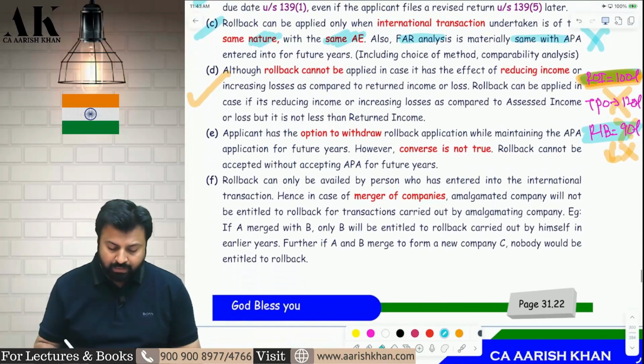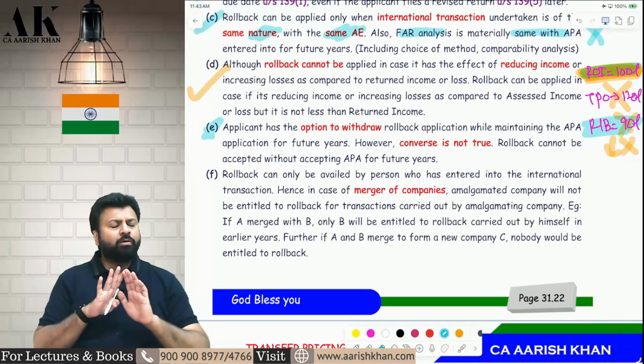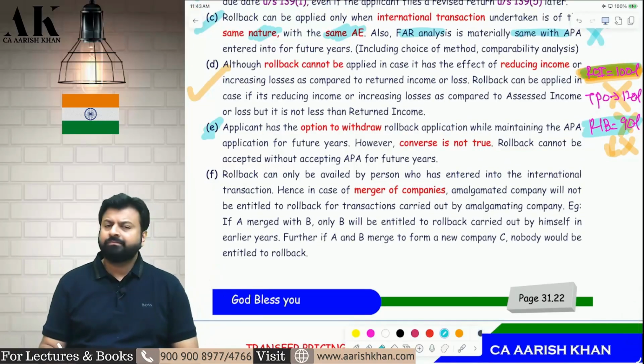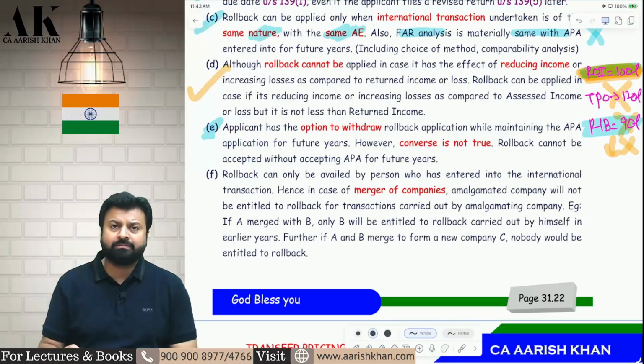Now, next point. Can I go only for rollback? Only rollback is not possible. Can I go only for APA? Yes, only APA is possible. Only rollback is not possible. Without APA, rollback is impossible.